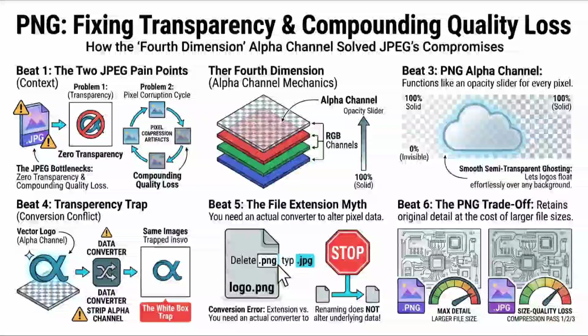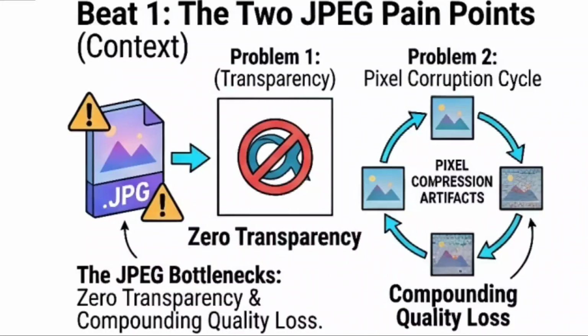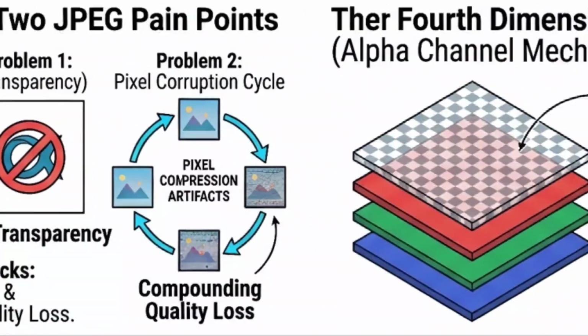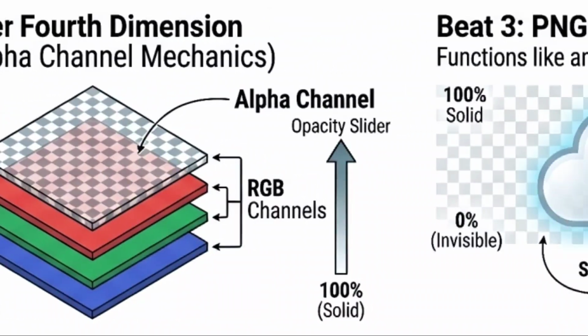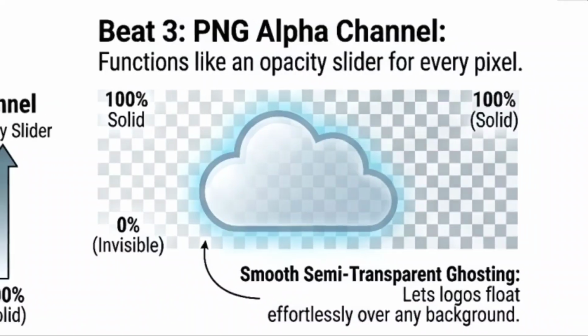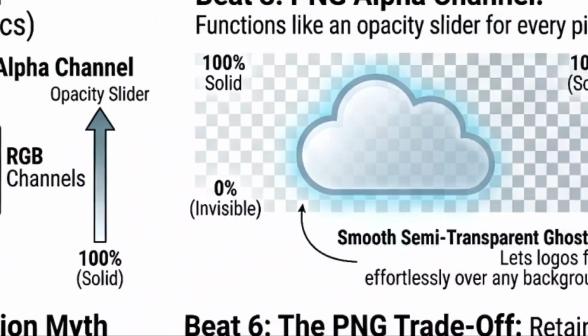PNG, fixing transparency and quality loss. While JPEG solved storage, it introduced 2 major pain points: zero transparency and compounding quality degradation. PNG entered the scene to solve both. Instead of the standard 3 color channels, red, green, and blue, PNG adds a 4th component called the alpha channel. This functions like an opacity slider for every individual pixel, allowing anything from complete invisibility to solid opacity or smooth, semi-transparent ghosting. This is what lets logos float effortlessly over any background.